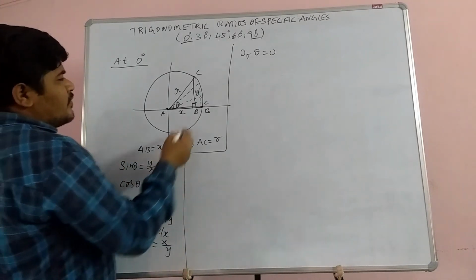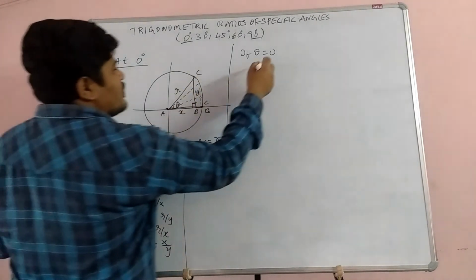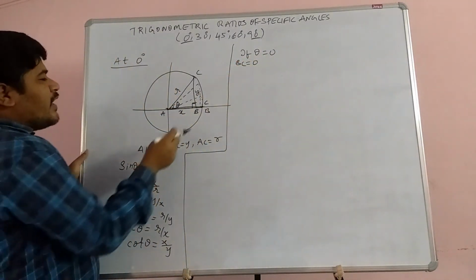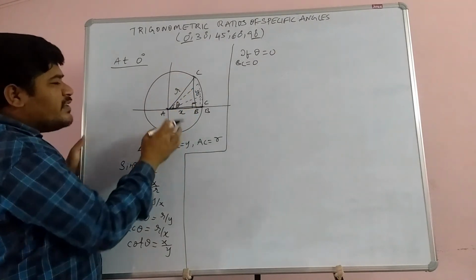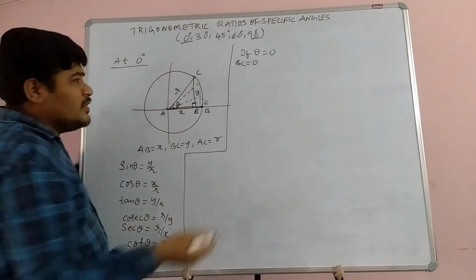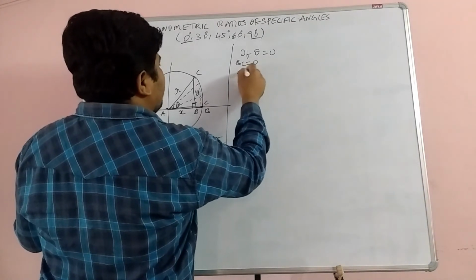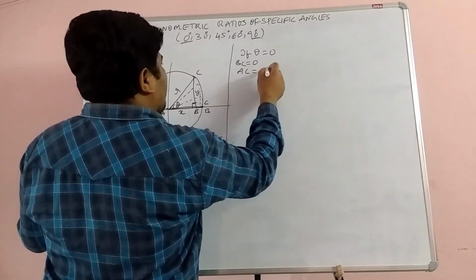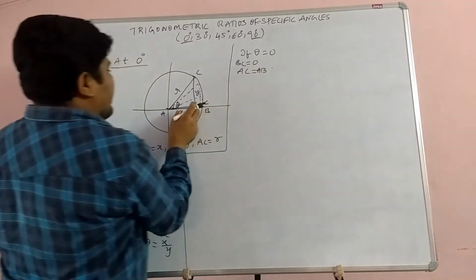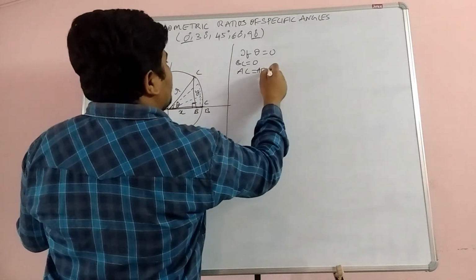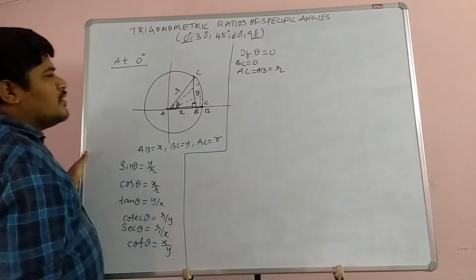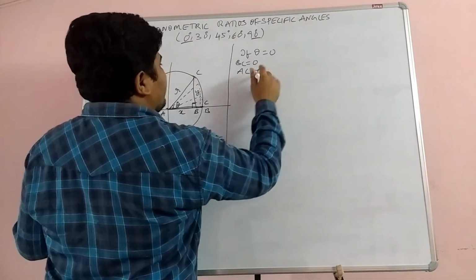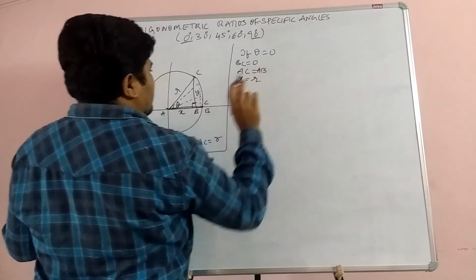Then what will happen? BC will become 0. If theta is equal to 0, BC is equal to 0. And AB and AC are coinciding with each other, which means both are equal. Right? So here we can write AC is equal to AB. So both are x equal to r. Okay, so this is x is equal to r, no problem. Right.